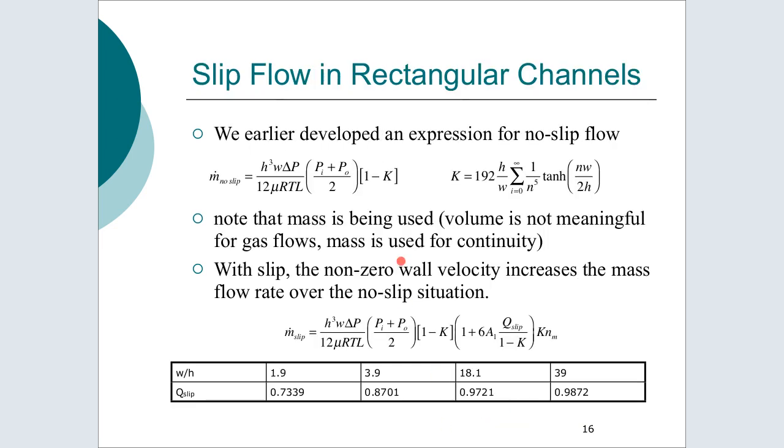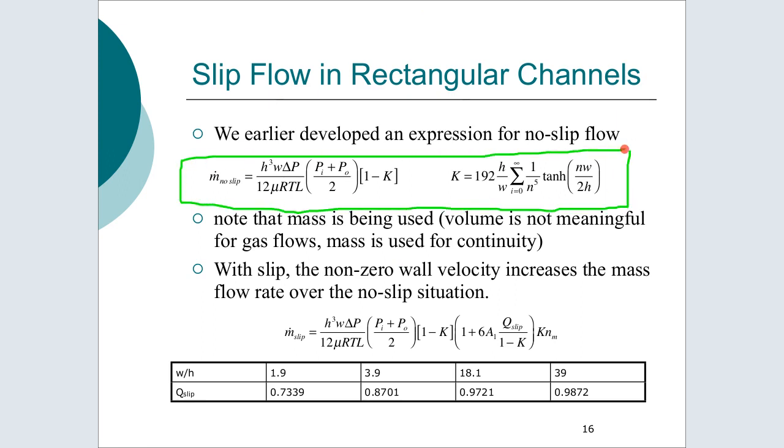Now, just in terms of channels, what does this mean? So if we're looking at slip flow and rectangular channels, what we have is this type of expression. And before we had it in terms of volumetric flow rate. Here we're talking about mass flow rate, because for gases, mass is more meaningful. Volume, due to pressure changes, is less useful in terms of describing it.